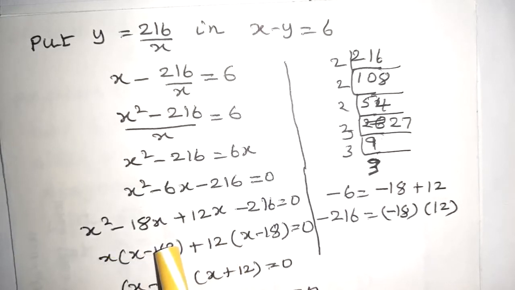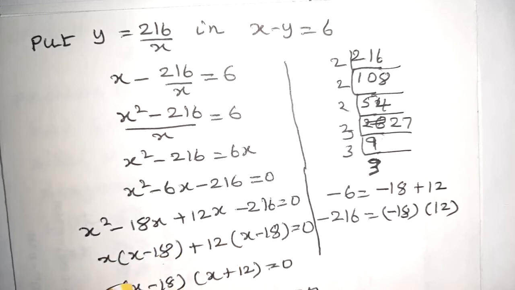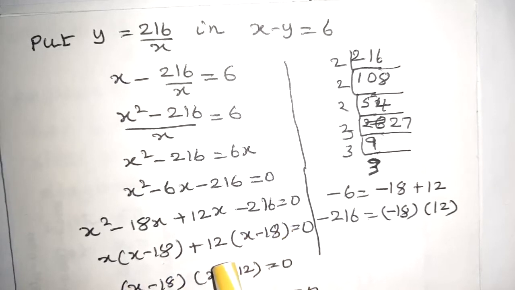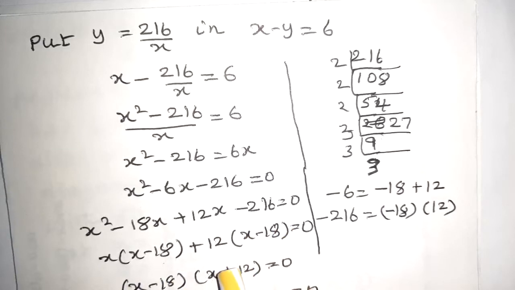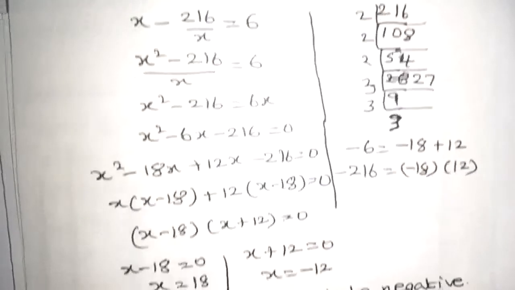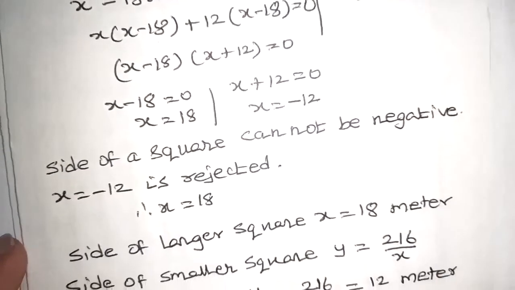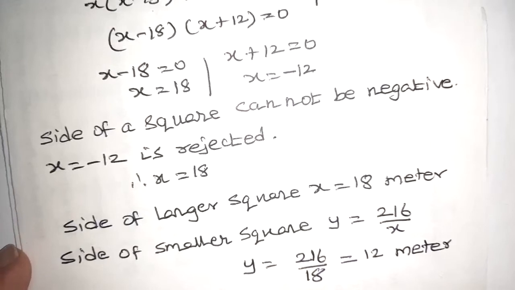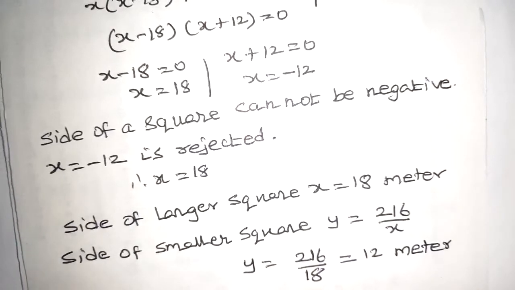Considering x square minus 18x and taking x as common factor, we get x multiplied by x minus 18. Considering 12x minus 216, taking 12 as common factor, we get 12 multiplied by x minus 18. Therefore, we get x minus 18 multiplied by x plus 12 equal to 0. Hence, we get x equal to 18 and x equal to minus 12.